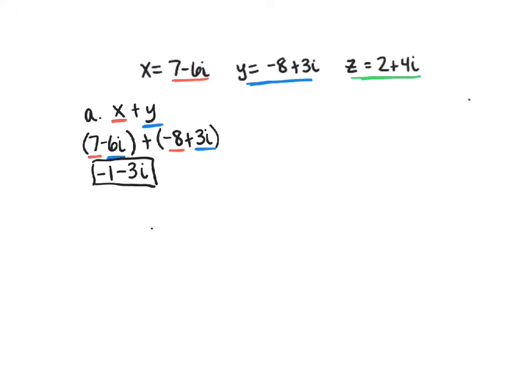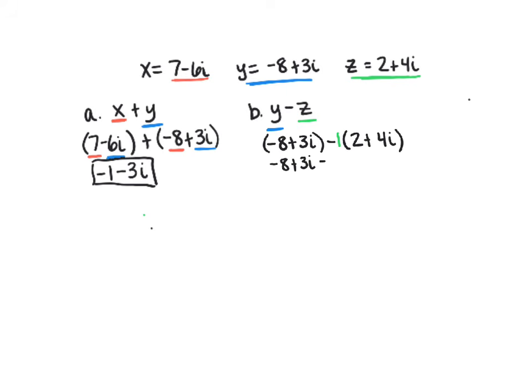So maybe the next problem would look like y minus z. All right, y is our blue problem, z is my green problem. So I'm going to take this and do negative 8 plus 3i minus 2 plus 4i. And again, remember that we have to distribute a negative 1, or change the signs of everything in that second set of parentheses, before we can combine our like terms. So this becomes negative 8 plus 3i minus 2 minus 4i.